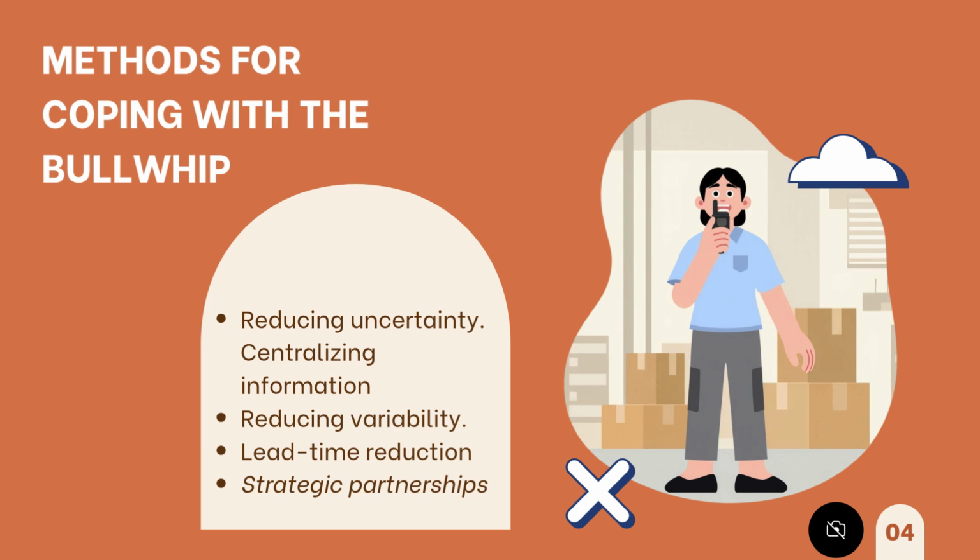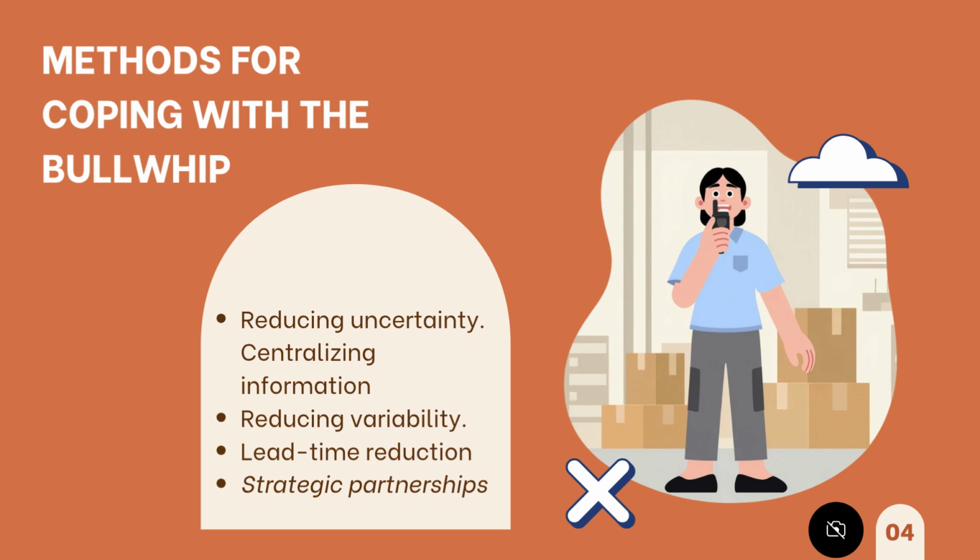Shorter lead times help companies respond faster to consumer demand. By improving transportation, production, and communication processes, products can be delivered more quickly. This reduces uncertainty and decreases the need for excessive inventory or large safety stocks.